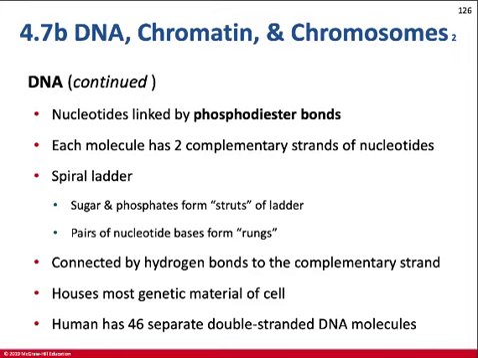The nucleotides are linked by phosphodiester bonds. Each molecule has two complementary strands of nucleotides, which means that if on one strand of the DNA there's an A, an adenine, on the opposite strand at the same position, there's going to be a thymine. And the same is true of guanine corresponding to cytosine. That rule of complementarity is what guides the production of new strands of DNA when the DNA reproduces.